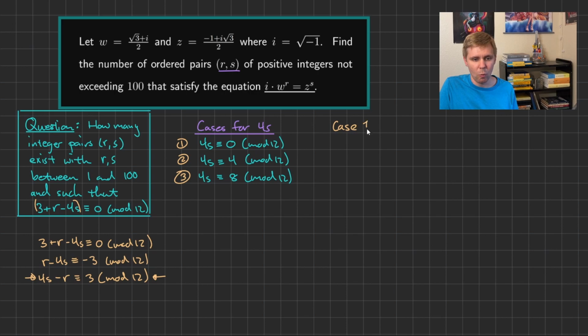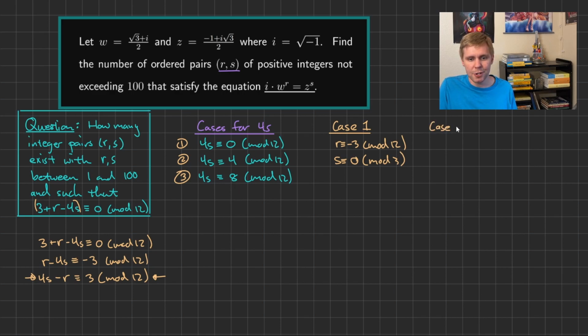So case 1, that's going to be when 4s is congruent to 0 mod 12. Now, if 4s is congruent to 0 mod 12, then this would become a 0, and you'd get negative r is congruent to 3 mod 12, or r is congruent to negative 3 mod 12. And also, because 4s is congruent to 0 mod 12, this happens whenever s is a multiple of 3. So whenever s is congruent to 0 mod 3. So what we can do now is count all of the pairs r, s between 1 and 100 that satisfy these relations. Before we do that, let's go ahead and write down similar relations for case 2 and case 3.